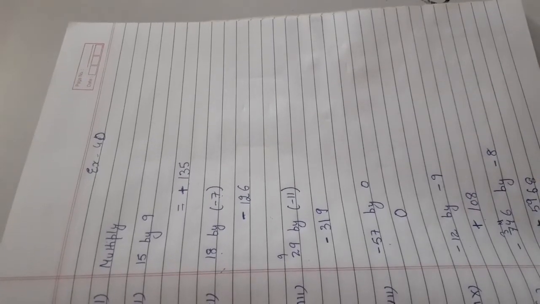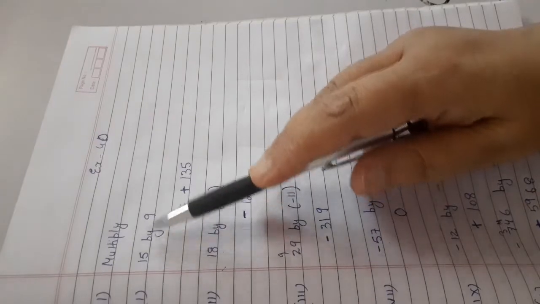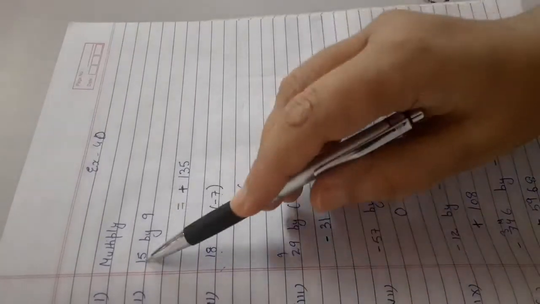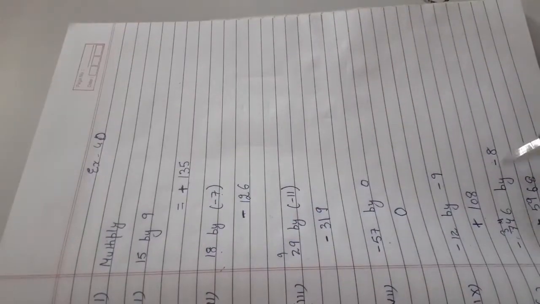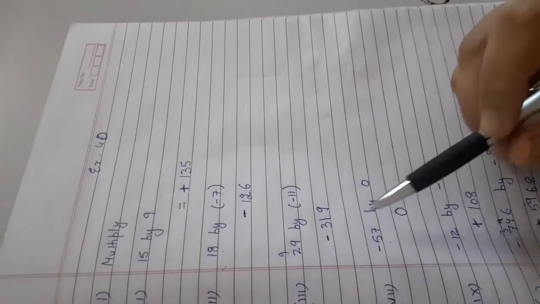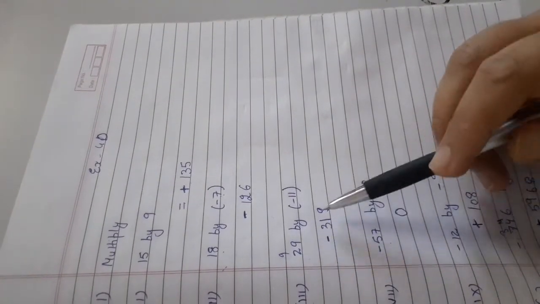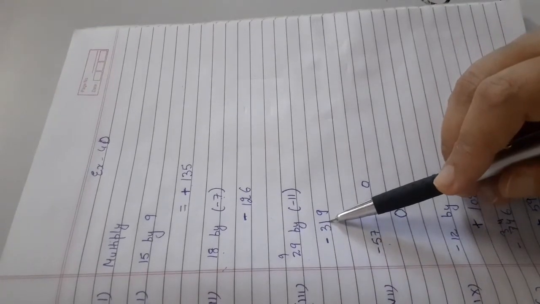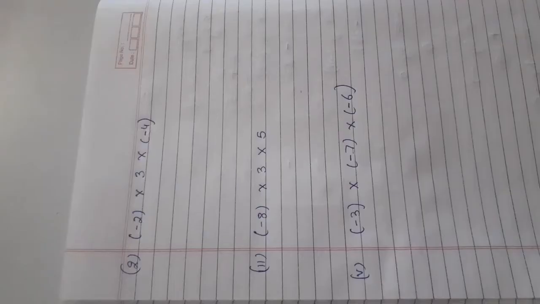So this you remember, if both the integers are of the same sign, either both of them are positive or both of them are negative, my answer will be positive. But if one of the integers is negative and one is positive, my answer always will be negative. Come to the second part.